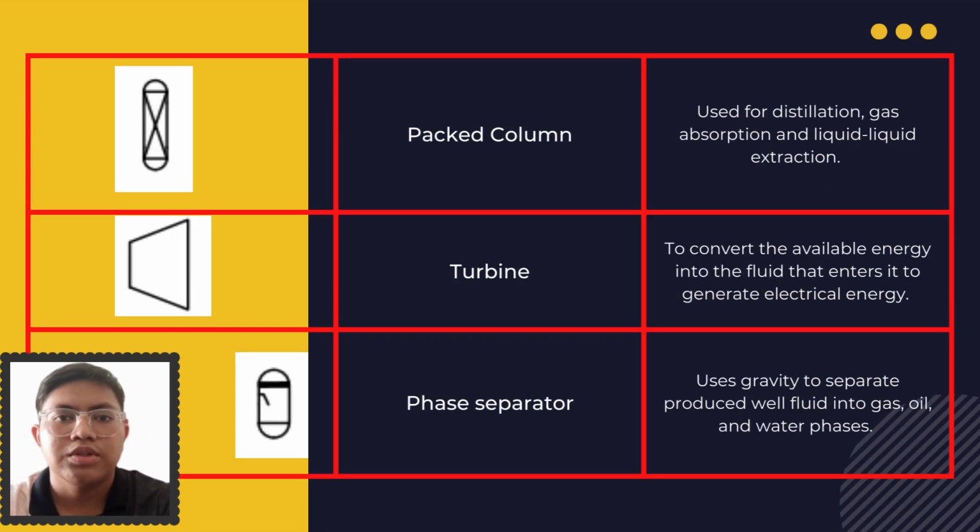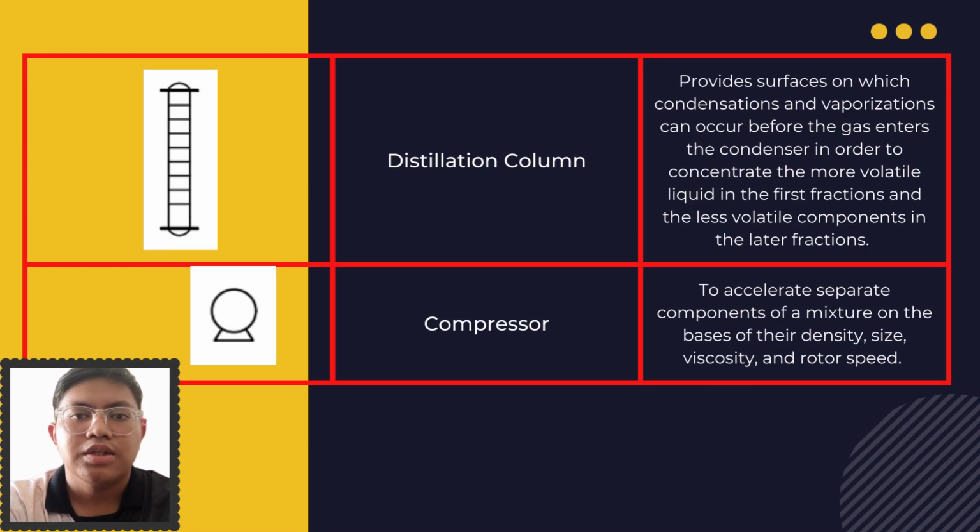The packed column is used for distillation, gas absorption, and liquid-to-liquid extraction, and the turbine is for converting the available energy in the fluid that enters it to generate electrical energy. Then the phase separator is used to separate produced well fluid into gas, oil and water phases by using gravity. Lastly, the distillation column in this production is where the condensation and vaporization processes can occur.